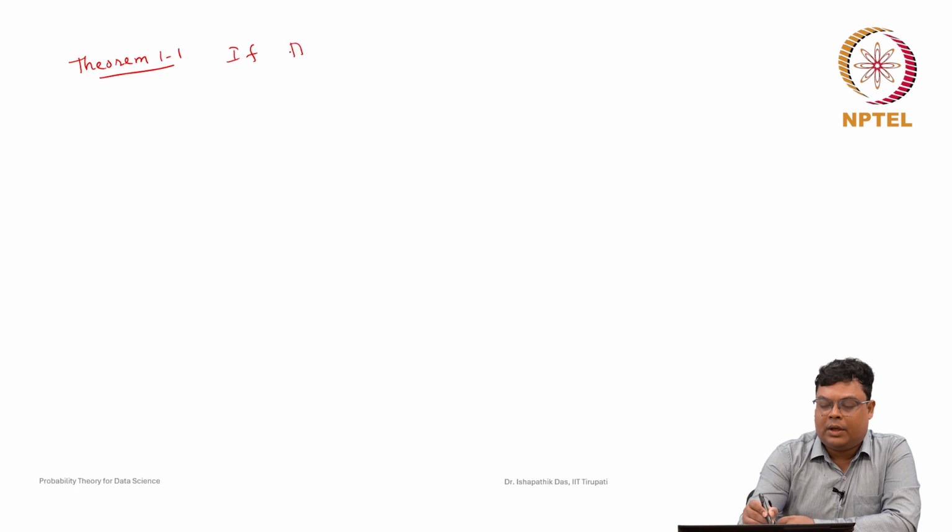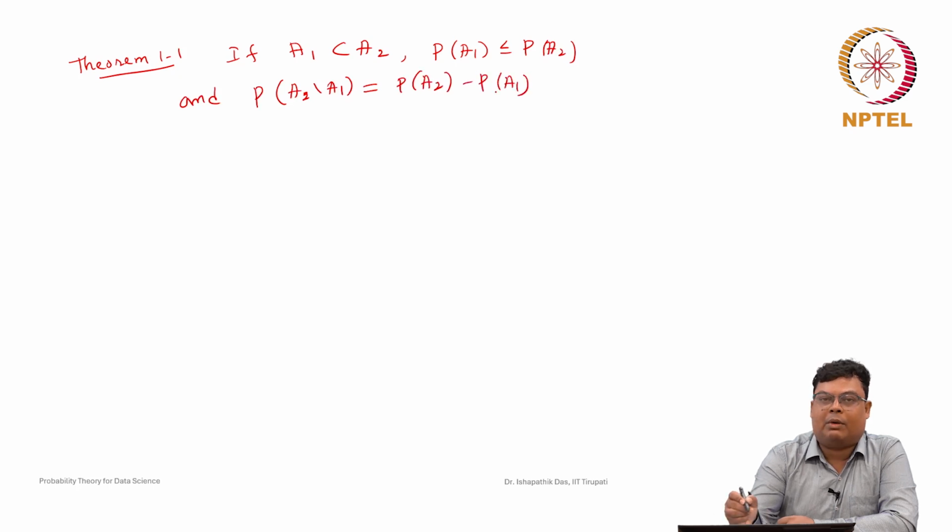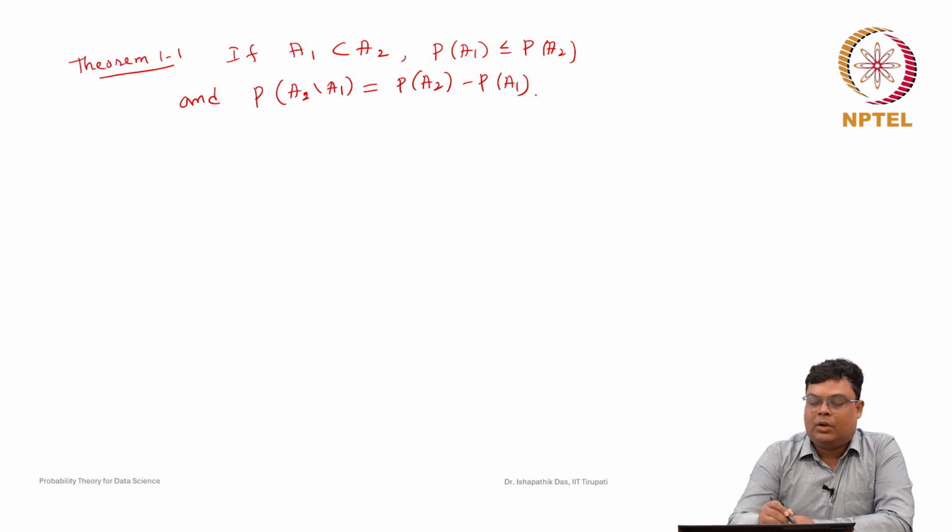So, theorem 1.1 says that if A1 is a subset of A2, probability of A1 is less than or equal to probability of A2, and probability of A2 minus A1 is equal to probability of A2 minus probability of A1. So, let us prove this.